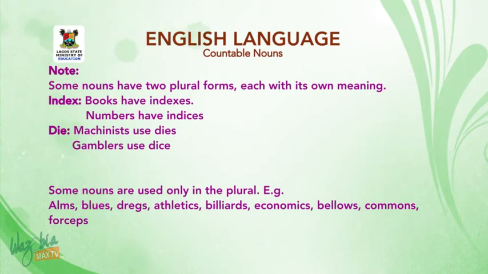Note, some nouns have two plural forms, each with its own meaning. Index, books have indexes. Numbers have indices. Die, machinists use dice. Gamblers use dies. Some nouns are used only in the plural, e.g. arms, blues, dress, athletics, billiards, economics, billows, commons, forceps.